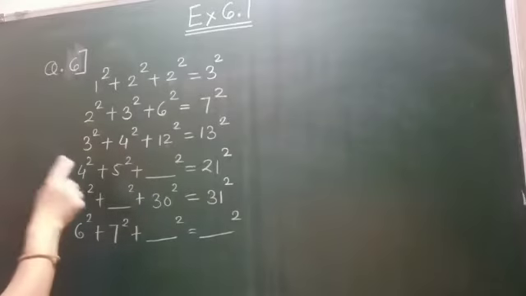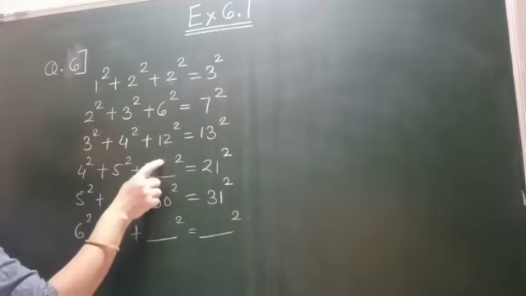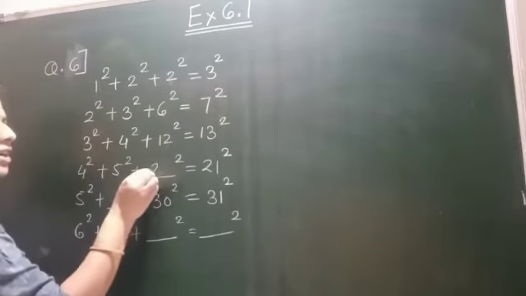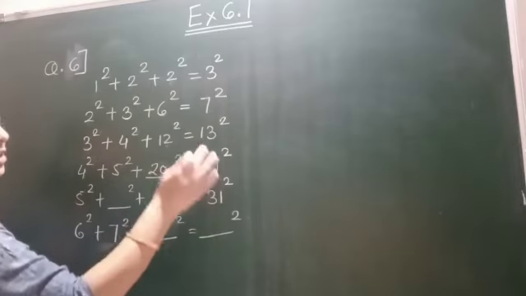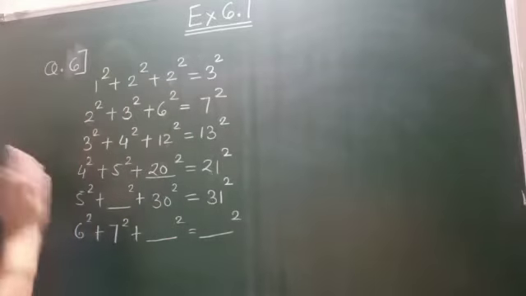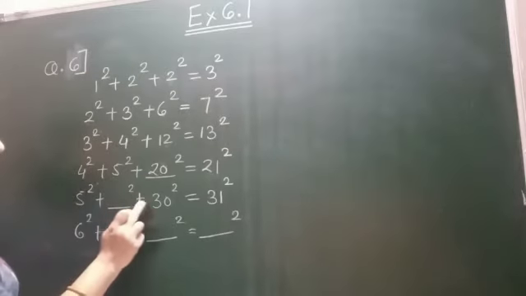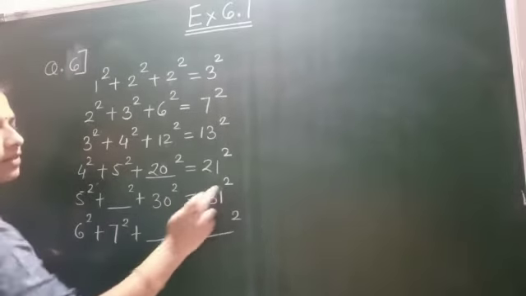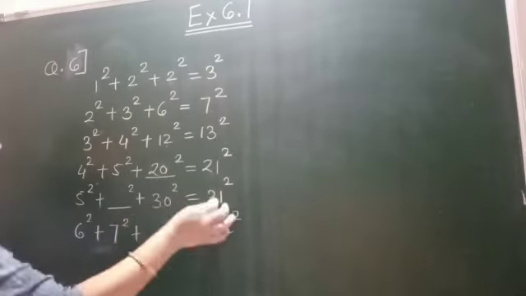13. Okay, then 4 square plus 5 square, which number will come here, student? 4 5s are 20, and after 20 which number will come? 21. It means this number is also following the same pattern. Next step, 5 square plus blank plus 30 square plus 31 square. It means after 30, 31 will come. So this one is correct.